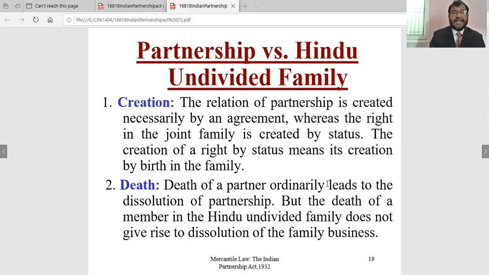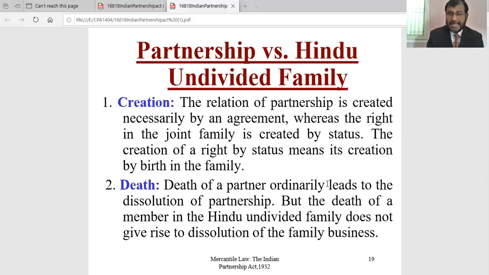Third, we will compare partnership versus HUF, Hindu Undivided Family, based on various parameters. First, creation. The relation of a partnership is created necessarily by an agreement, whereas the right in a joint family is created by status. As I told, the coparcenary relationship has been created by status. The creation of a right by status means it is a creation by birth in that family.